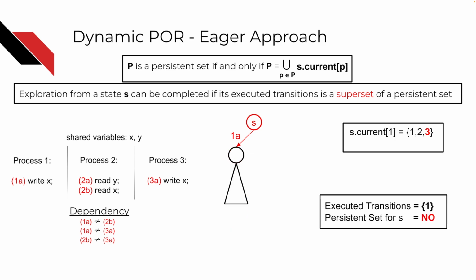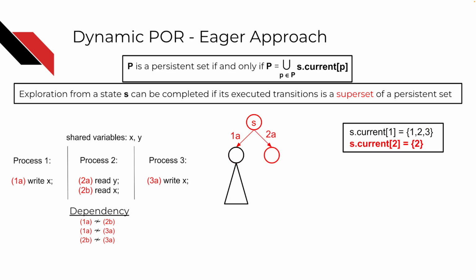When the exploration for the subgraph after executing 1A is finished, we will check if the processes of executed transitions of S is a superset of some persistent set. It is not, so the next transition will be executed from S and the new current set will be initialized accordingly. As we know that 2A is not dependent on any other transition, when the exploration for the subgraph after executing 2A is finished, the current set will stay the same.